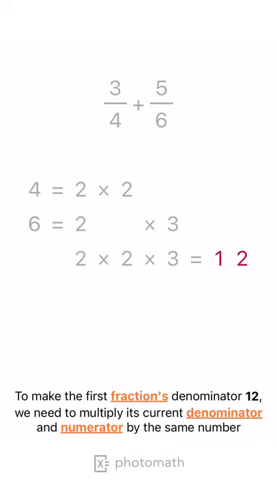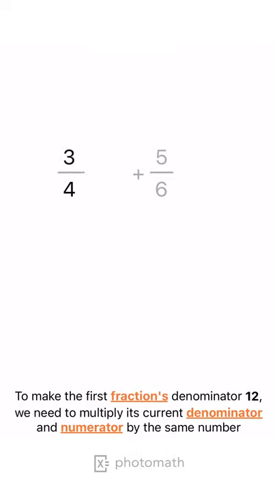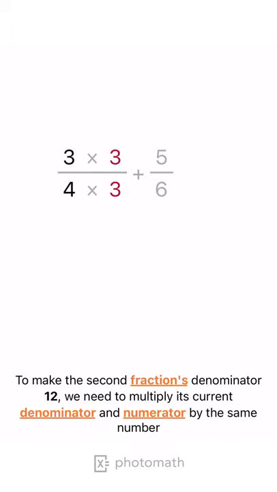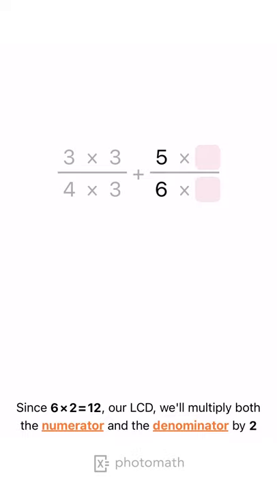To make the first fraction's denominator 12, we need to multiply its current denominator and numerator by the same number. Since 4 times 3 equals 12, our LCD, we'll multiply both the numerator and the denominator by 3. To make the second fraction's denominator 12, we need to multiply its current denominator and numerator by the same number. Since 6 times 2 equals 12, our LCD, we'll multiply both the numerator and the denominator by 2.